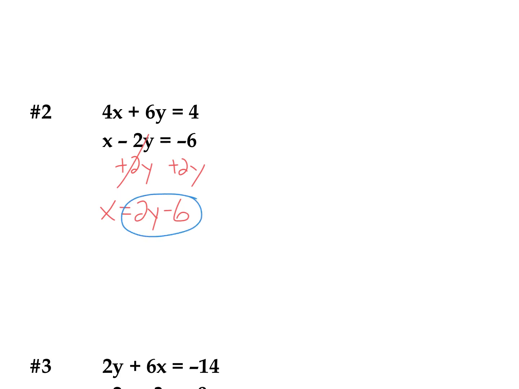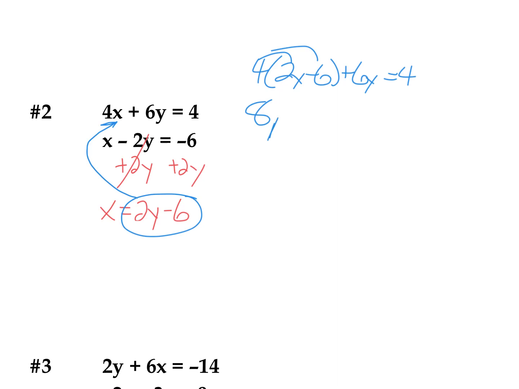That means now I can take this and I can substitute it into the other equation for the x. So I'm going to get 4 times 2y minus 6 plus 6y equals 4. Okay, right, I replaced the value of the variable with what it was equal to. In this case, the variable was equal to 2y minus 6, so I replaced the x with 2y minus 6. And now I can solve this equation, because I only have one variable left, I have a y, so I can distribute. I'll get 8y minus 24 plus 6y equals 4.